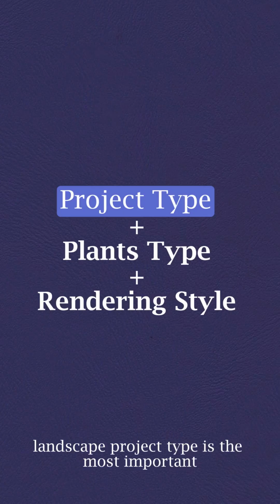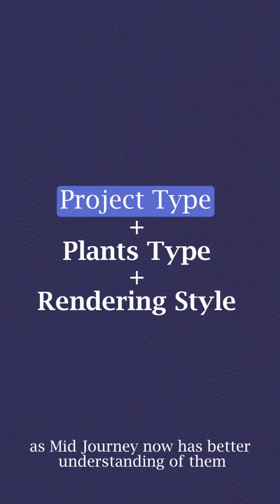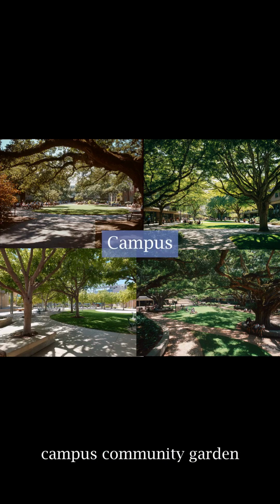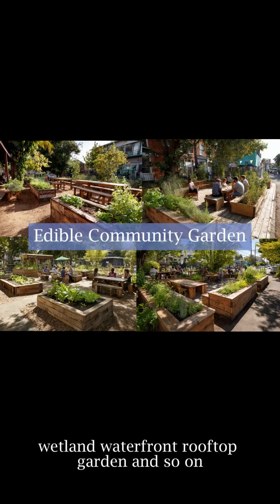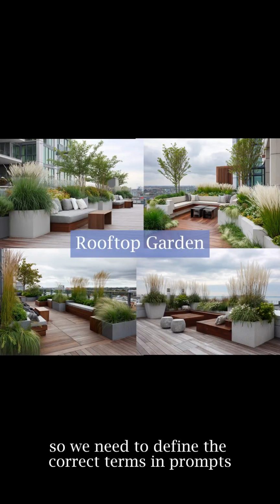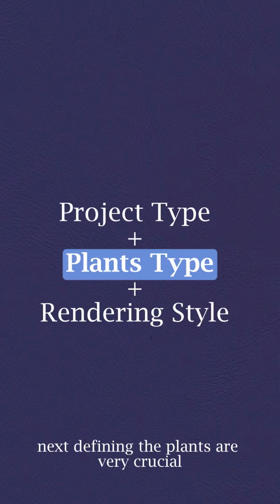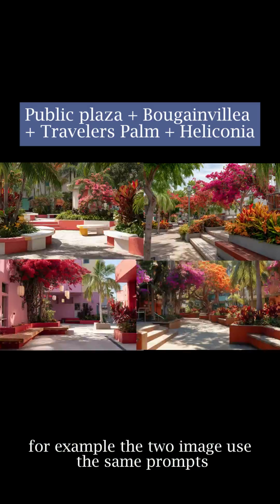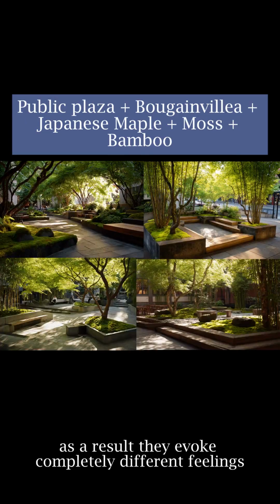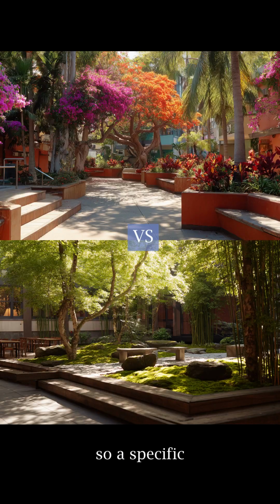Landscape project type is the most important as Midjourney now has better understanding of them. For example, we could be doing residential garden, campus, community garden, wetland, waterfront, rooftop garden, and so on. So we need to define the correct terms in prompts. Next, defining the plants is very crucial. For example, the 2 images use the same prompts but different plant names. As a result, they evoke completely different feelings. So specifying your plants will help Midjourney generate more accurate design.